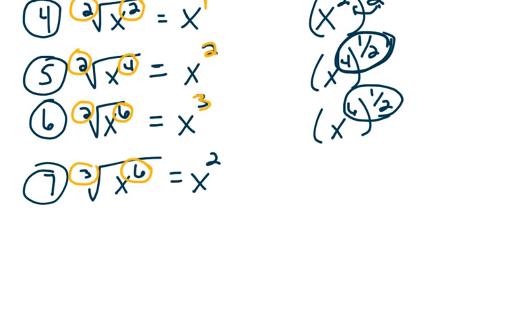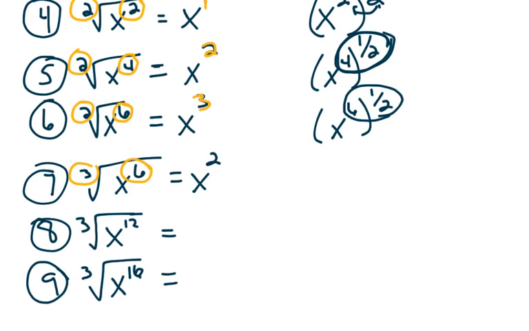Okay, I'm going to give you 2 more. I want you to hit pause and then turn it back on to see if you got it right. So do 8 and 9, hit pause, and then turn it back on to get the right answer. All right, your answer should be x to the 4th for number 8.